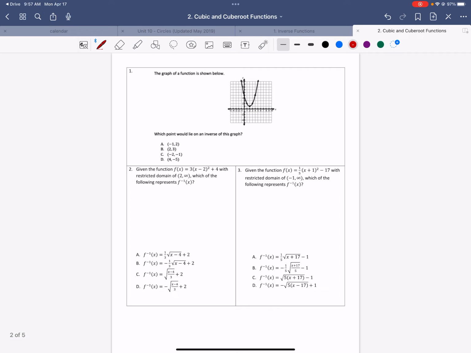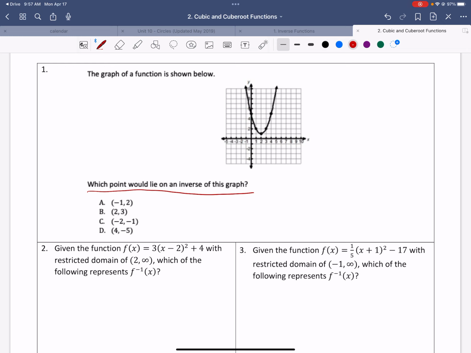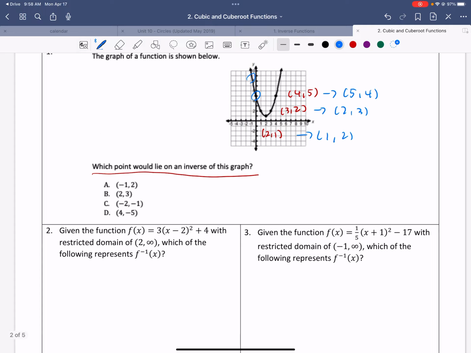So I think you guys can do everything by yourself. It says which point would lie on the inverse of this graph. So what you gotta do is you find all the points like 2, 1, 3, 2. This one is what? 4, 5. And the inverse means you're gonna switch it, right? So make sure you switch everything and see if you can find these points. And you still have the points here and points here, like whatever points, okay?